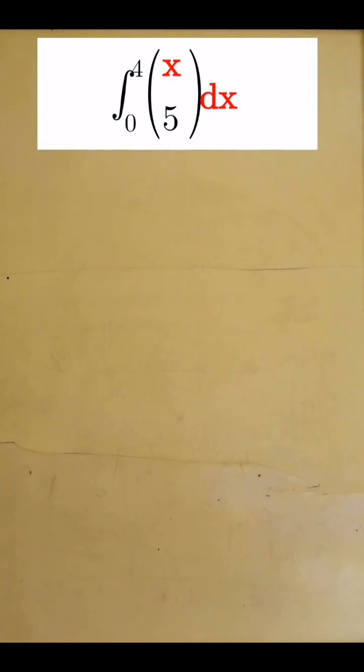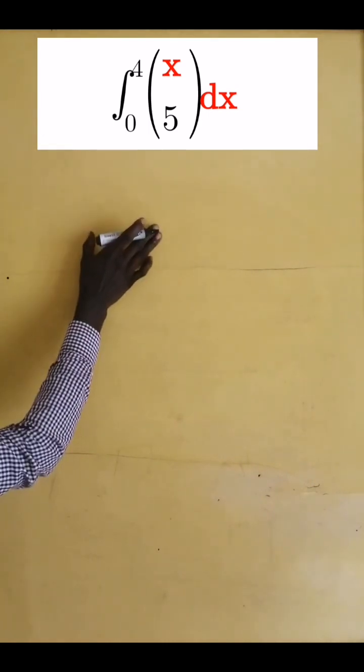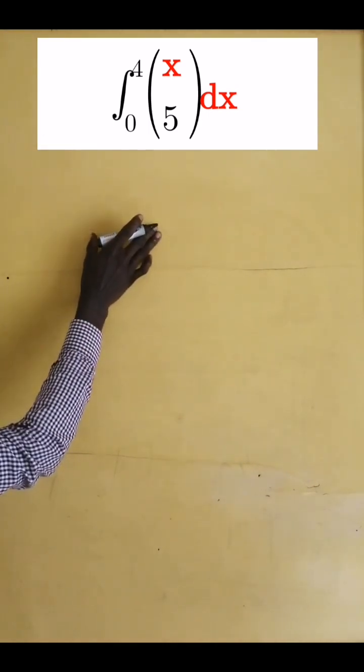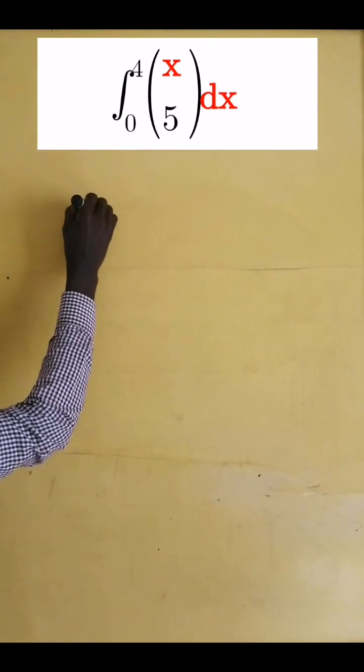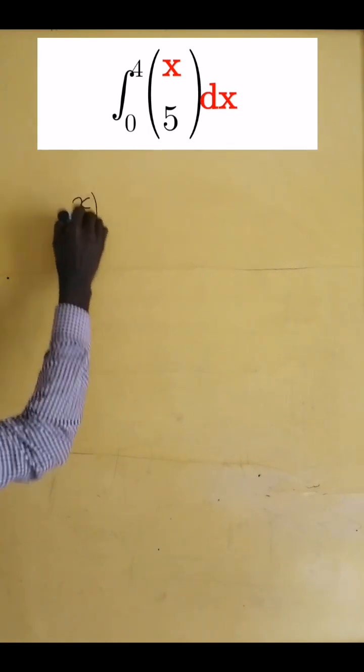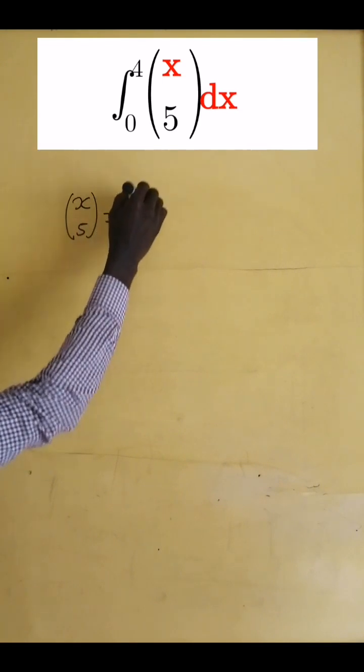What is the integral of x choose 5 dx from 0 up to 4? Now let's see how we do this in a very simple way. For this integral, let us take x choose 5 and simplify it first.